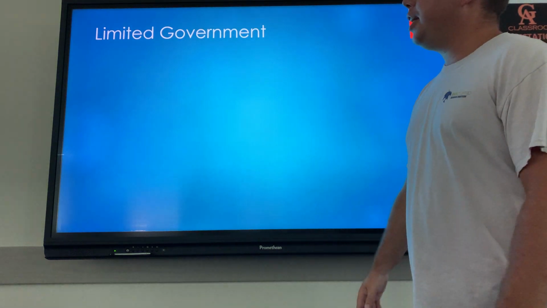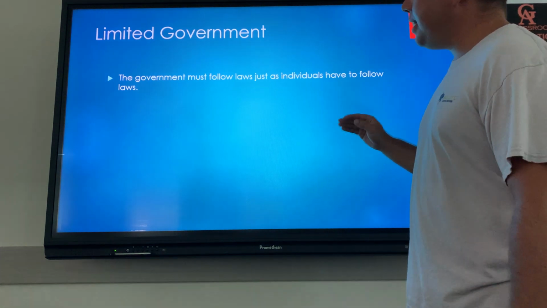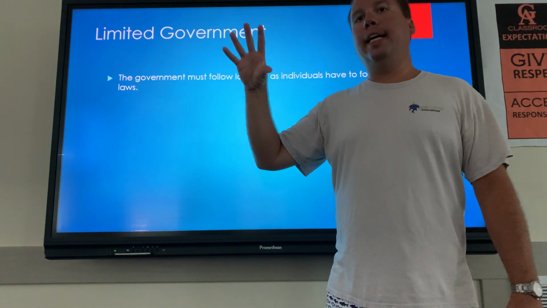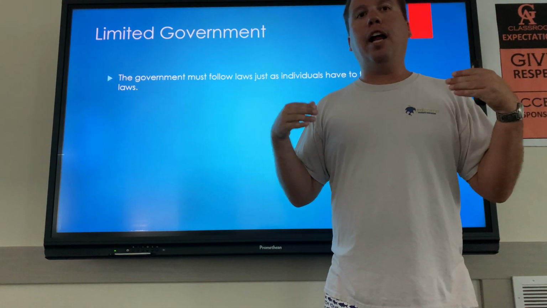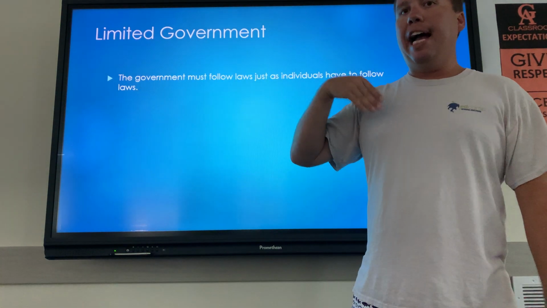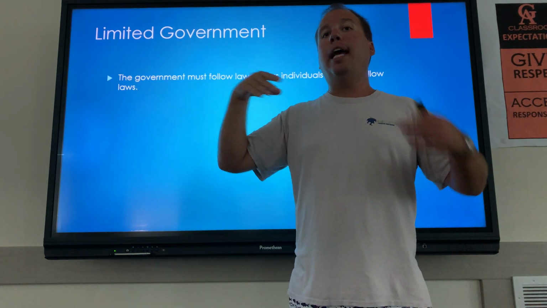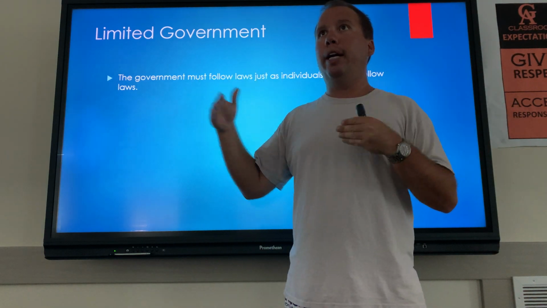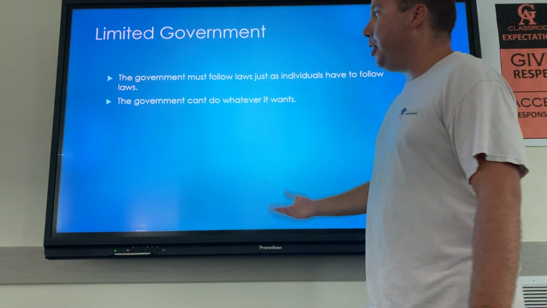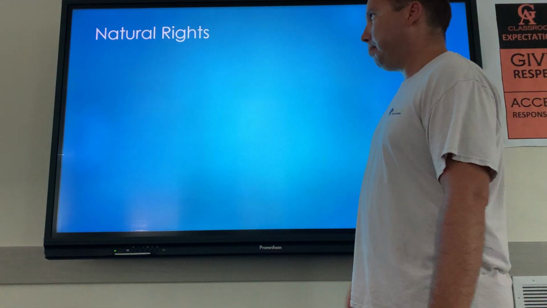So, the first democratic ideal is limited government. The government has to follow laws just as individuals have to follow laws, okay? The president cannot just do whatever he wants. He has to follow the same laws that you and I do, okay? Congress cannot just do whatever they want. They have to follow the same laws that we do. And there are laws that have been made that actually limit and designate and control what it is that the government is allowed to do. So the government cannot do just whatever it wants. That is not a thing, at least in our system.